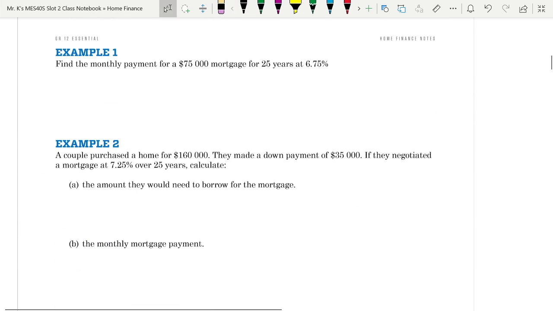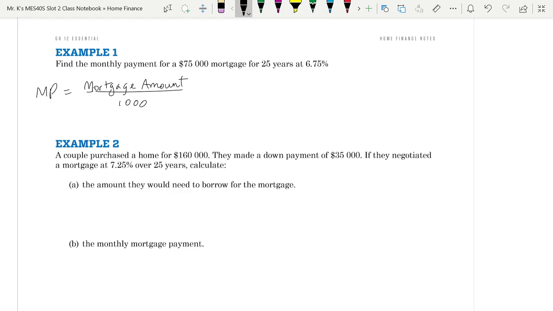All right, example 1. Find the monthly payment for a $75,000 mortgage for 25 years at 6.75%. So my monthly payment is, let's use our formula, the mortgage amount divided by 1,000 times my table value. So let's calculate that mortgage payment. It's a $75,000 mortgage, that's an equal sign, sorry. $75,000 mortgage divided by 1,000 times our table value.